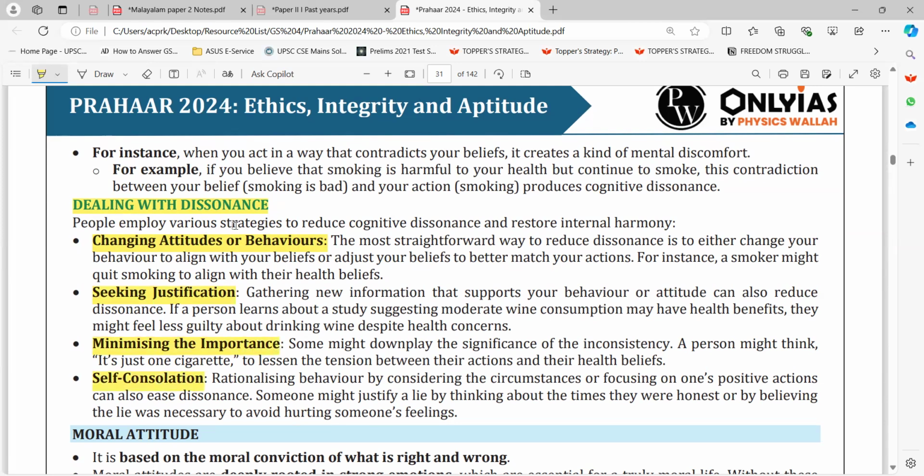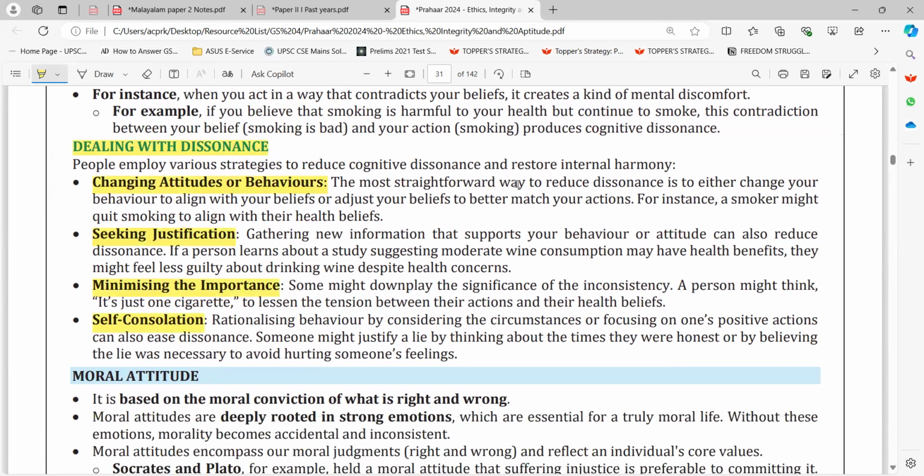Changing attitudes or behaviors. The most straightforward way to reduce dissonance is to either change your behavior to align with your beliefs or adjust your beliefs to better match your actions. For instance, a smoker might quit smoking to align with their health beliefs. Seeking justification. Gathering new information that supports your behavior or attitude can also reduce dissonance. If a person learns about a study suggesting moderate wine consumption may have health benefits, they might feel less guilty about drinking wine despite health concerns.